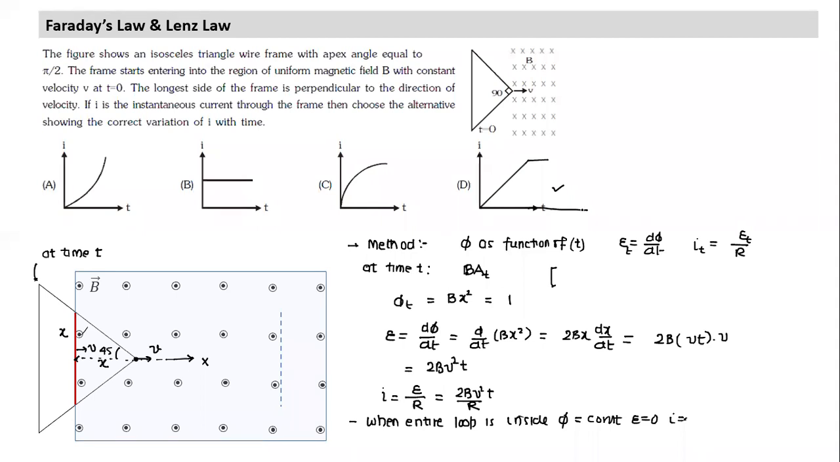The current will be something like this. So if I draw the shape, it will be something like this. As soon as it drops to 0, and from here it will be something like this. Again it drops to 0 when it's fully out. This is time; this indicates fully inside, and this indicates completely outside.